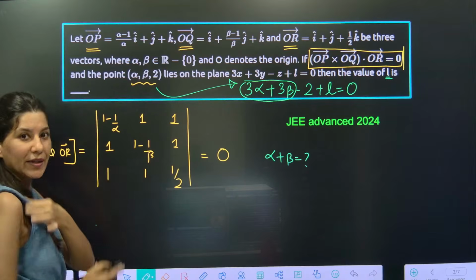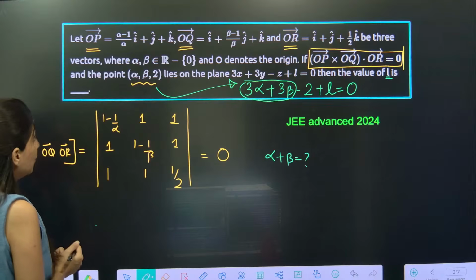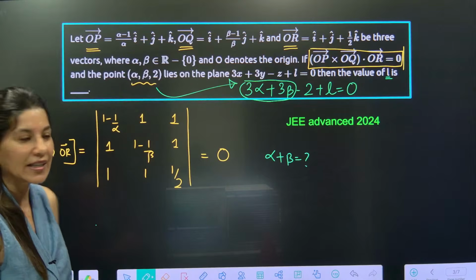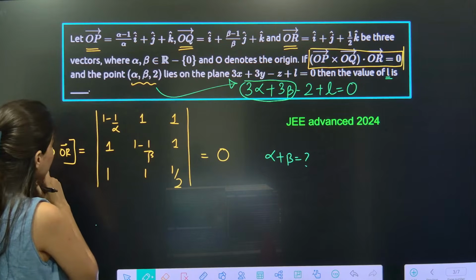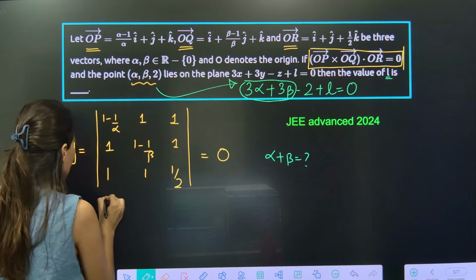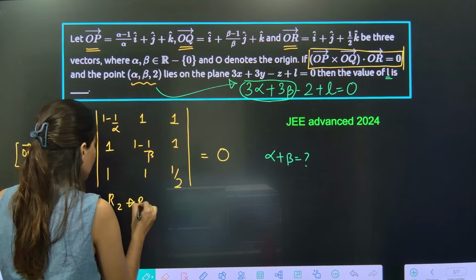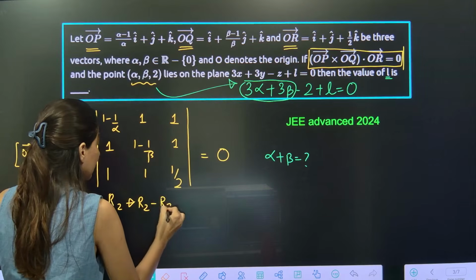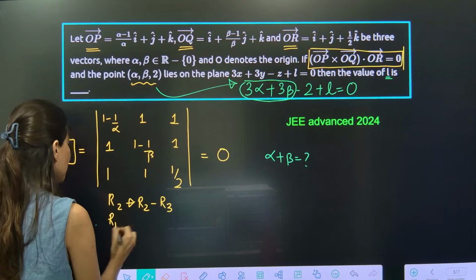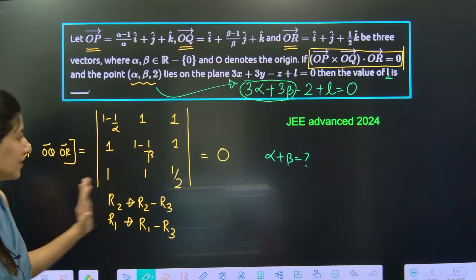So now let's open it. How will you do that? Do you want to apply row column operation, or do you want to open this right away? Let me know. Okay, so I am thinking about applying row column operation, okay. So I am going to write R2 goes to R2 minus R3, and R1 also goes to R1 minus R3. Okay, so with the help of R3 I am doing this.